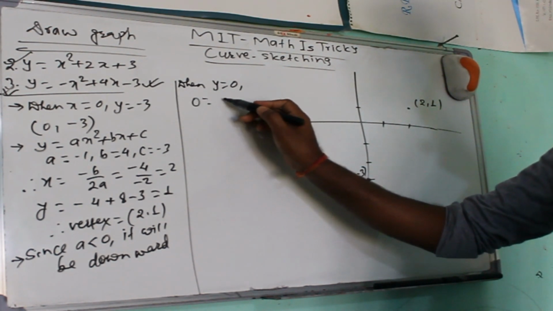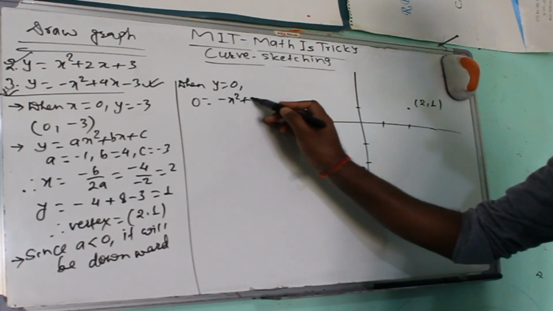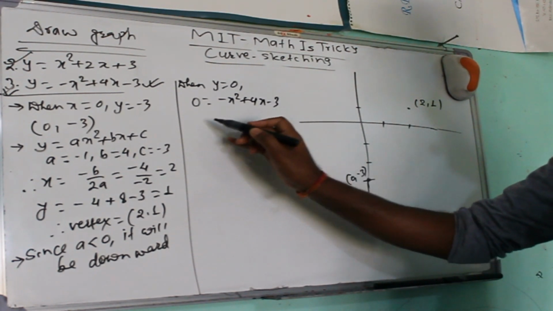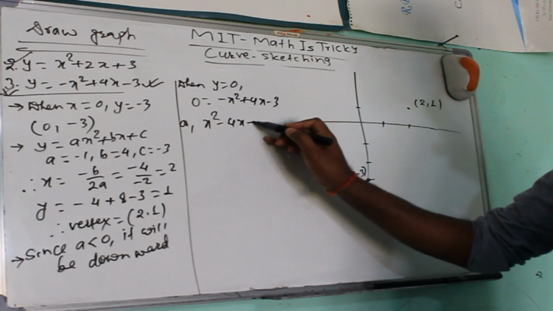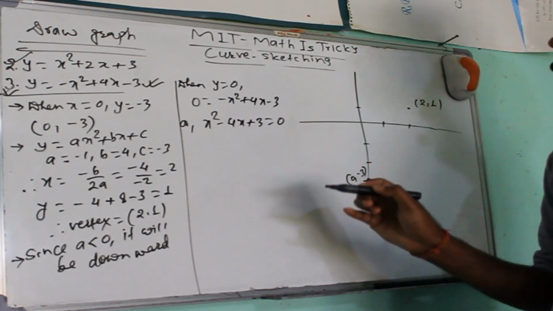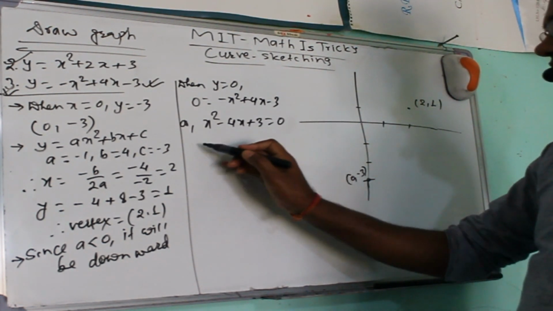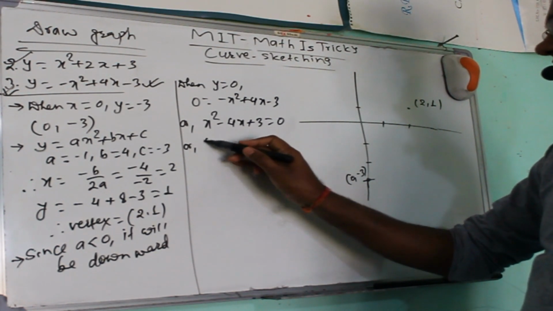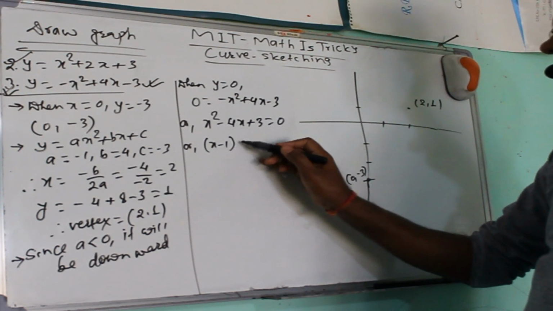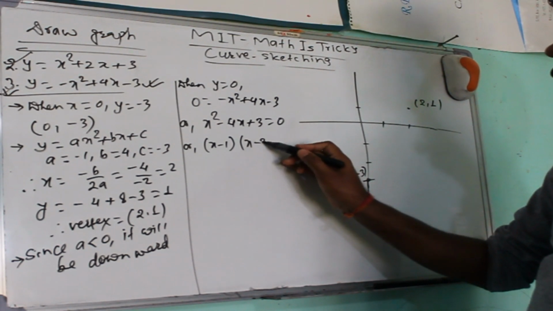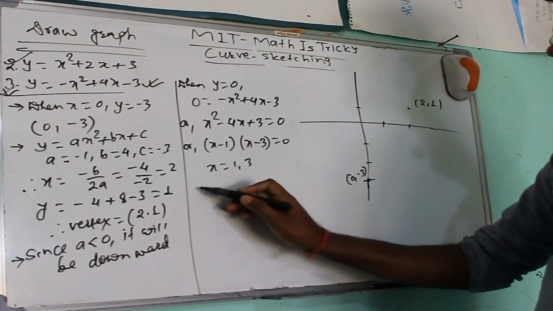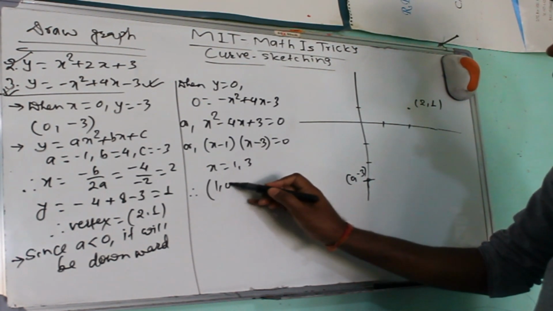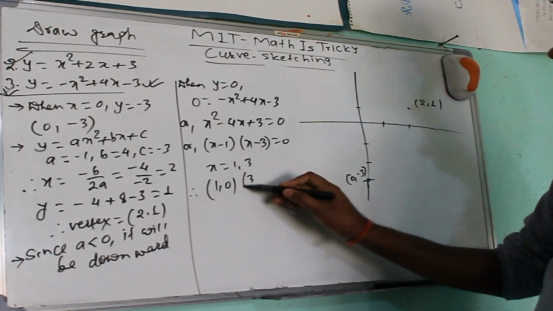0 equals minus x square plus 4x minus 3, or we can write here x square minus 4x plus 3 equals 0. Take minus common, and then 0. So if we factorize, we'll get here x minus 1 and x minus 3, which gives x equals 1 and 3. That means it passes through the point (1, 0) and also (3, 0).